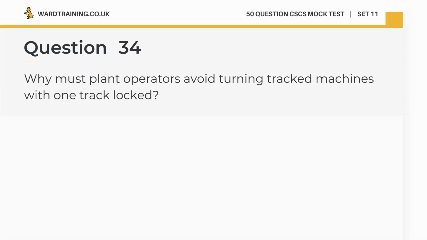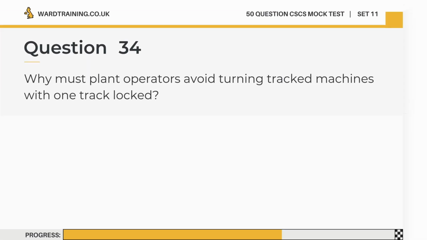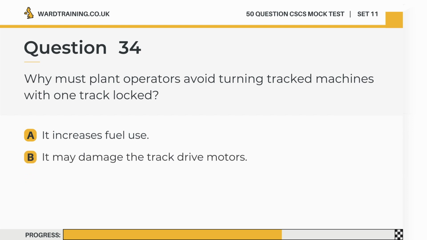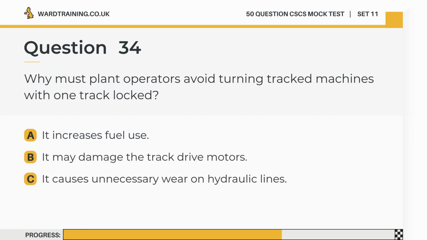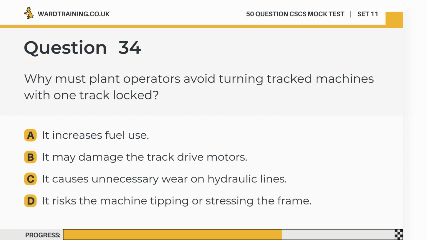Question 34. Why must plant operators avoid turning tracked machines with one track locked? A. It increases fuel use. B. It may damage the track drive motors. C. It causes unnecessary wear on hydraulic lines. D. It risks the machine tipping or stressing the frame.